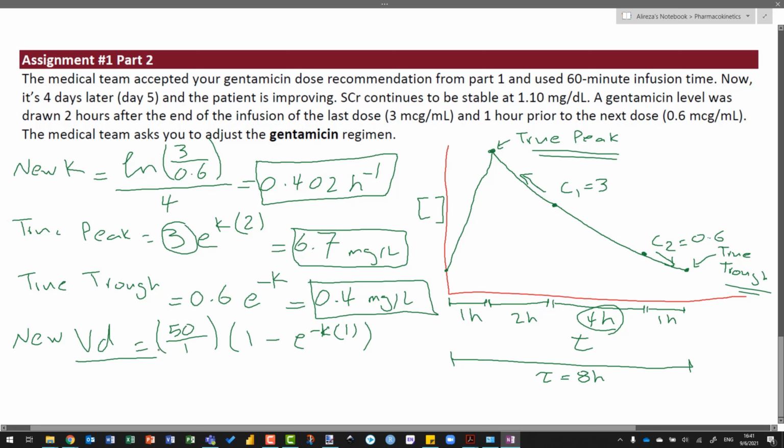And then in the denominator, we basically have the new k times 6.7, which is the true peak, minus the true trough 0.4, times e to the negative k times time of infusion. And this would give us a new volume of distribution of 6.4.